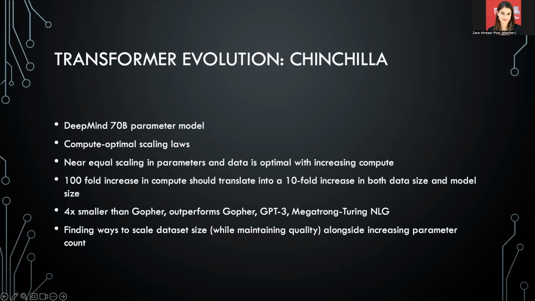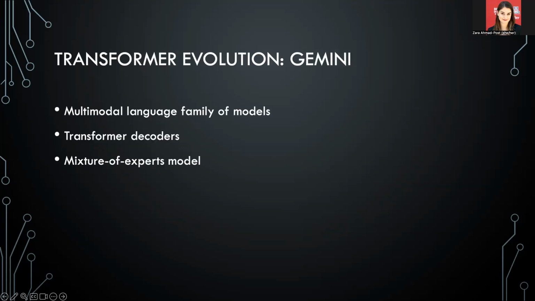That being said, Chinchilla ultimately ended up being 4 times smaller than Gopher, and it outperformed GPT-3 on certain tasks, but I don't know which ones. Yeah, so basically they're finding ways to scale their data set while maintaining quality alongside increasing the parameter count. So it's very interesting.